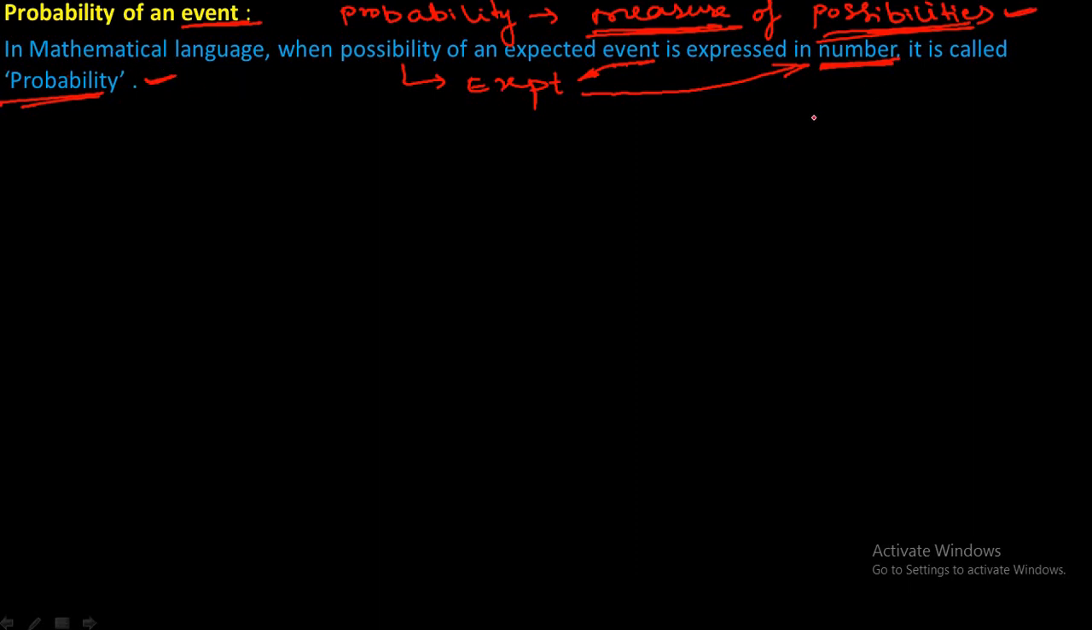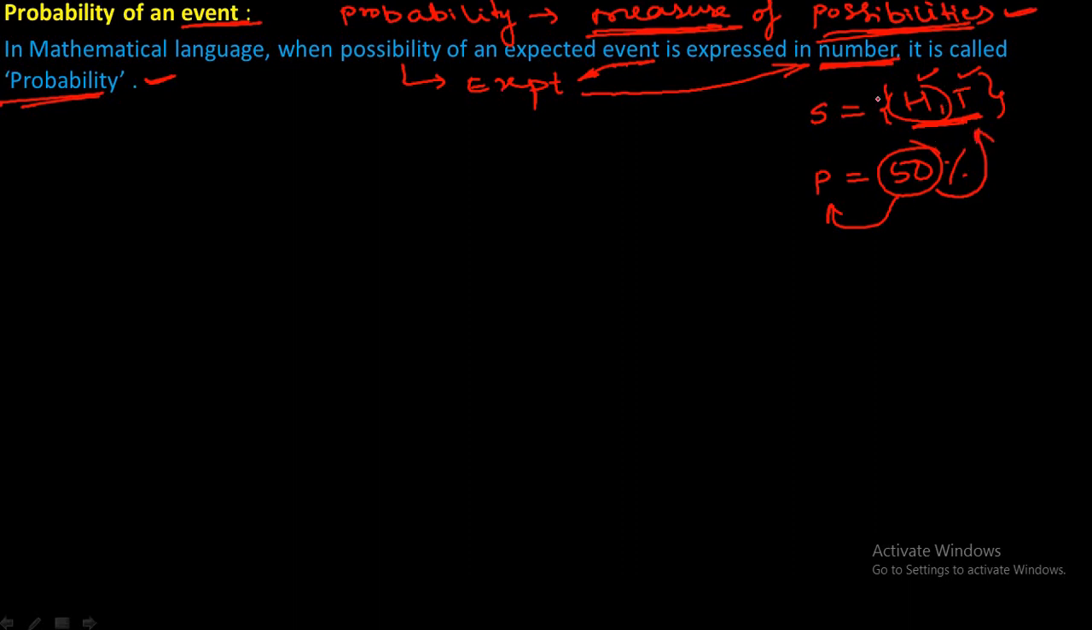I hope you understood. For example, the sample space is head and tail. What is the probability of getting head? The probability is 50%, because when you toss the coin, it may come head or it may come tail. So what is the chance of getting head? Only 50%. It is telling the possibilities in numbers, 50% or 0.5. Whatever possibilities are there, we tell them in numbers. That is known as the probability of an event.